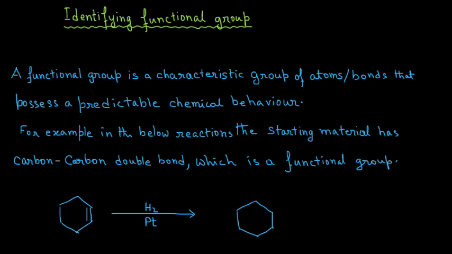Identifying the functional group. A functional group is a characteristic group of atoms or bonds that possesses a predictable chemical behavior. For example, in the below reaction, the starting material has a carbon-carbon double bond, this one, which is a functional group. So if it reacts with hydrogen in the presence of platinum catalyst, the double bond is removed here.